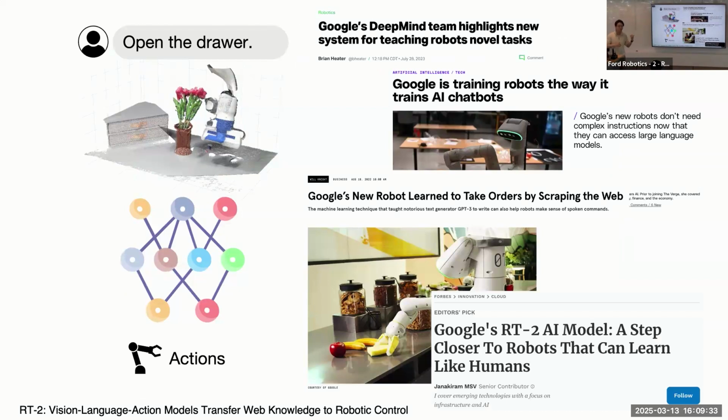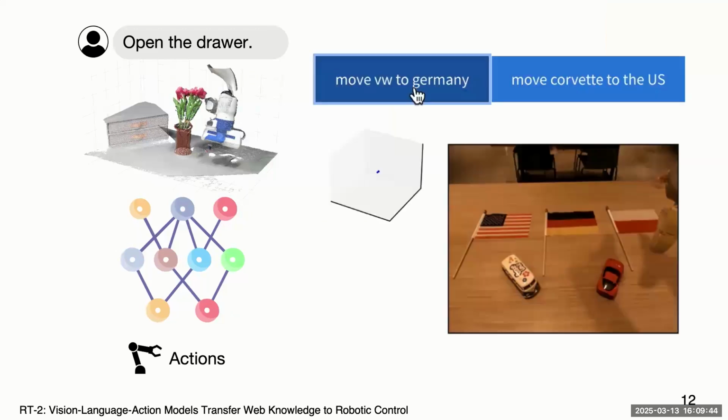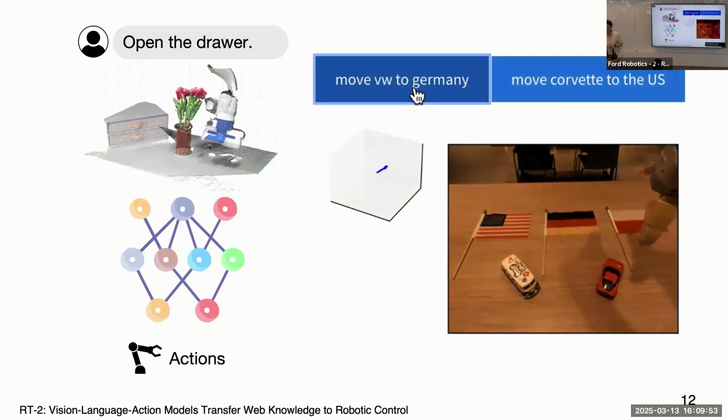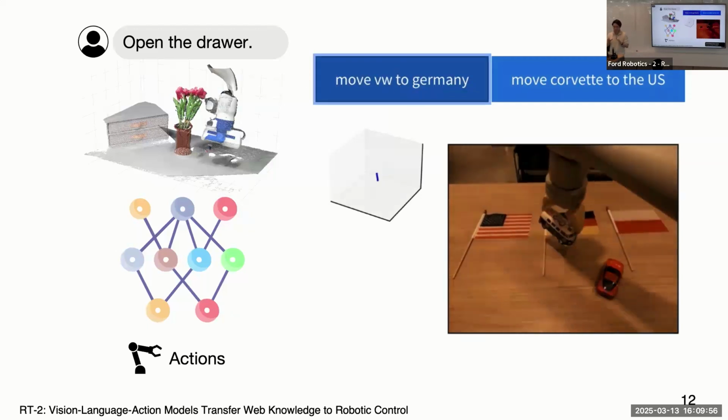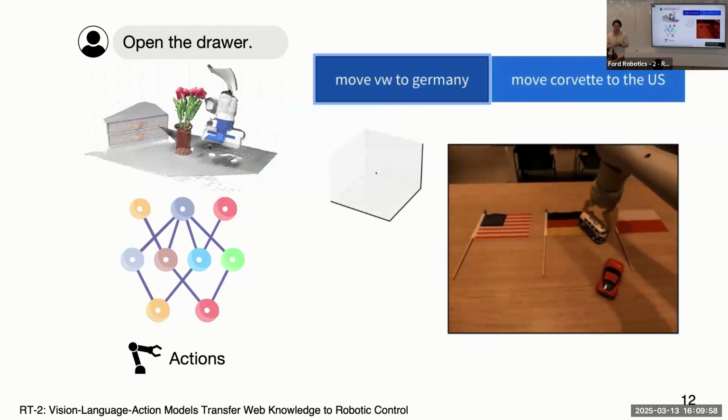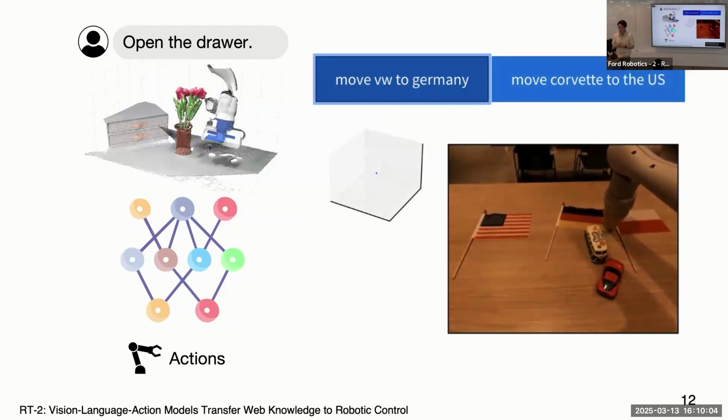Taking one example, RT-2, back then it almost felt like Google solved the problem of embodied AI, with a lot of press around it. But if you look at their results, this is actually the first demo on their website. I'm not doing any adversarial attack here. This is literally their first demo. The task is to move Volkswagen to Germany. You can see this model has some very high-level recognition capabilities, but the low-level execution, even for very simple pick and place, is not at a very satisfying level.